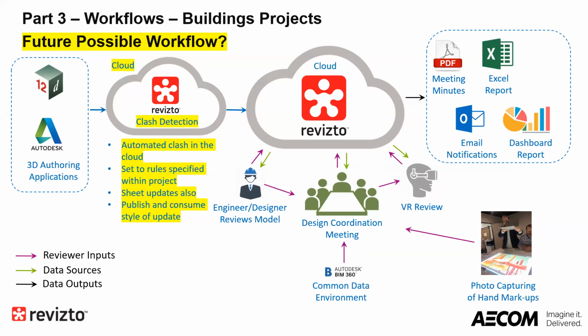Sheet updates also to be done in the cloud in the background, so it's not a nightly thing that we have to do. And sort of run it from a publish and consume style of an update. So when you're ready to push that through, you can push it through. It doesn't have to do all that churning. As a buildings workflow, we've pretty much just eliminated Navisworks out of that workflow for now. But that's a nice to have that we'd all like to see moving forward.